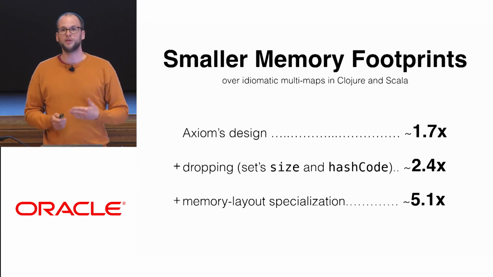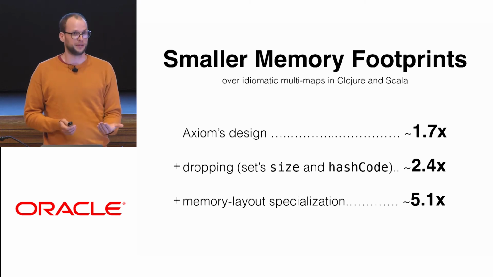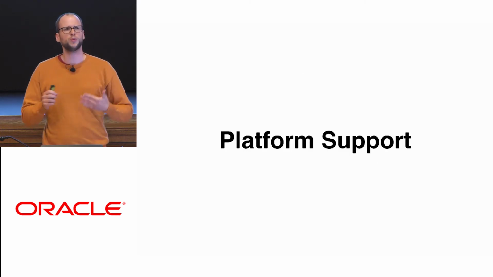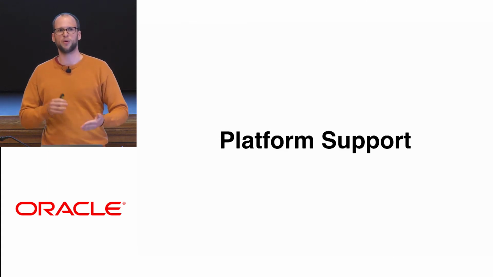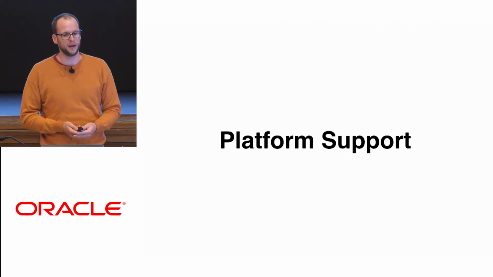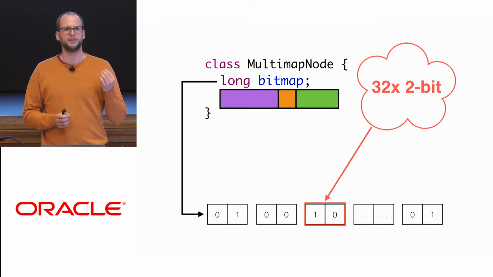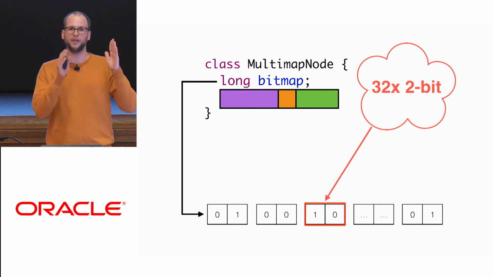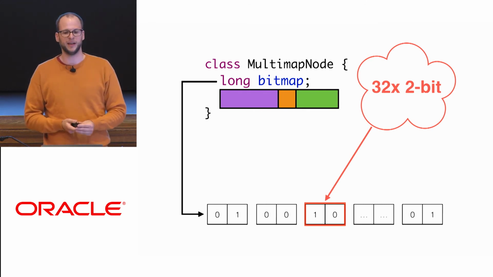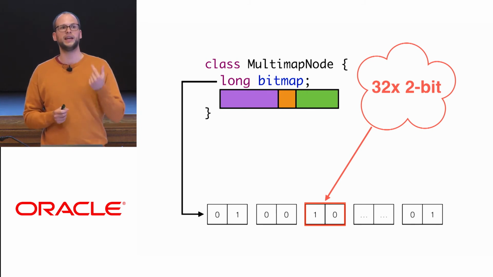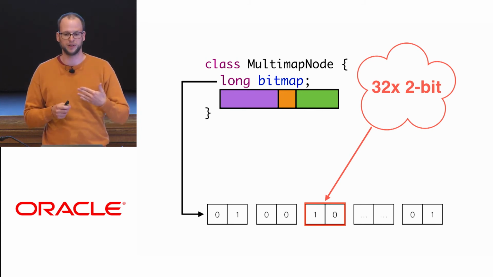Well, so far, the design of the data structure itself. But let me talk a bit about platform support. What would you require in order to develop such a data structure or run it smoothly on the JVM? As I showed you before, I'm using bitmaps, and I'm using bitmaps in a very particular way: having 2-bit aligned sequences that tag the type of a slot.